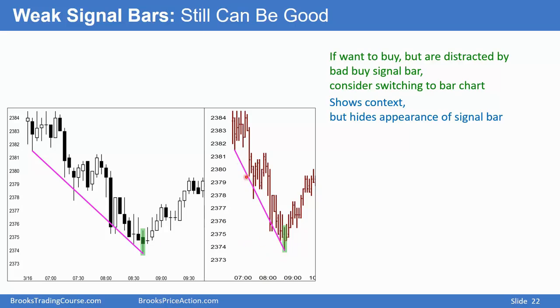You see a wedge bear channel with lots of climactic activity, and now you have a second entry buy. First entry above this bar, second entry above this bar. You just place a stop to get long above the high of this bar, and you get long right here. And if you're looking at the bar chart, you don't see that it's a bad buy signal bar. All you see is good context, and that's all you need.